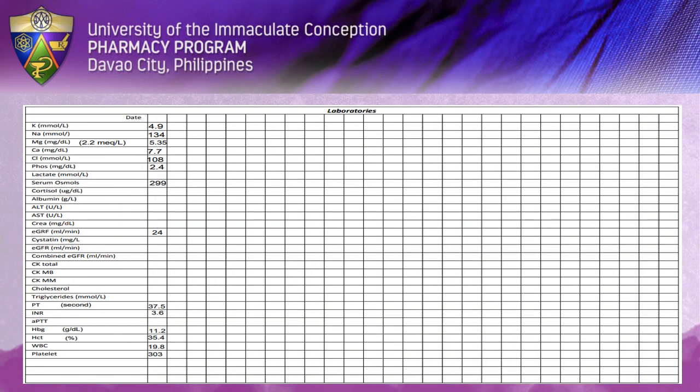Based on the laboratory exam, the patient has slightly increased magnesium and chloride levels and an eGFR of 24 milliliters per minute, prolonged PT, elevated INR, decreased hemoglobin and hematocrit levels, and an elevated WBC.